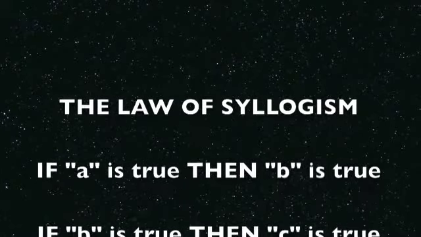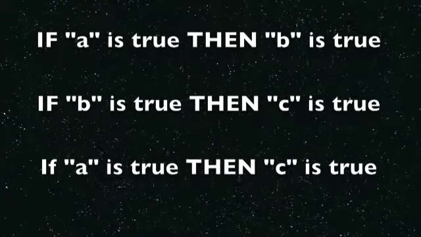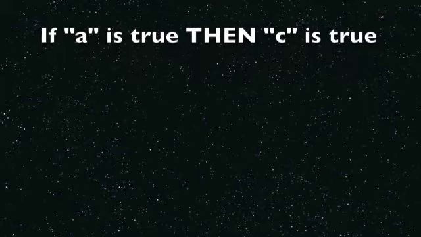If A is true, then B is true. And if B is true, then C is true. Therefore, we can conclude that if A is true, then C is true. That's how you use the law of syllogism.